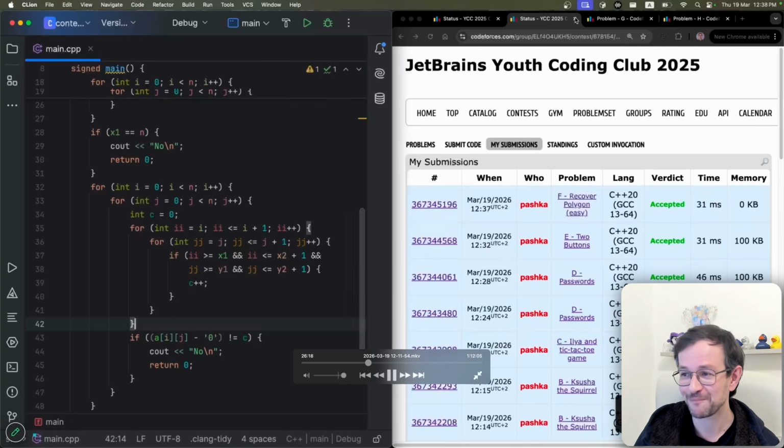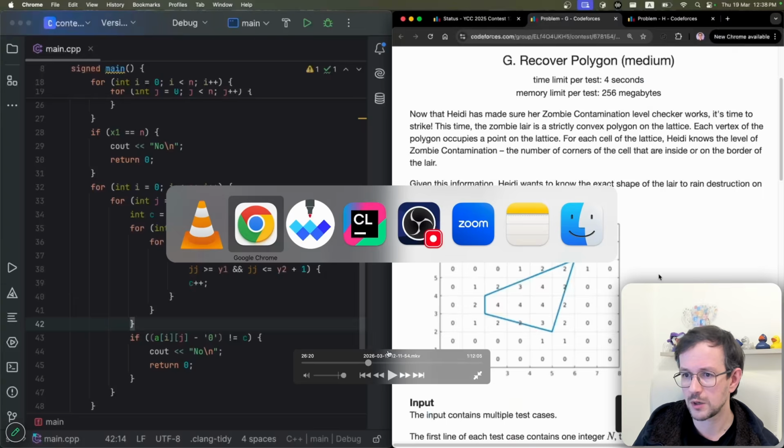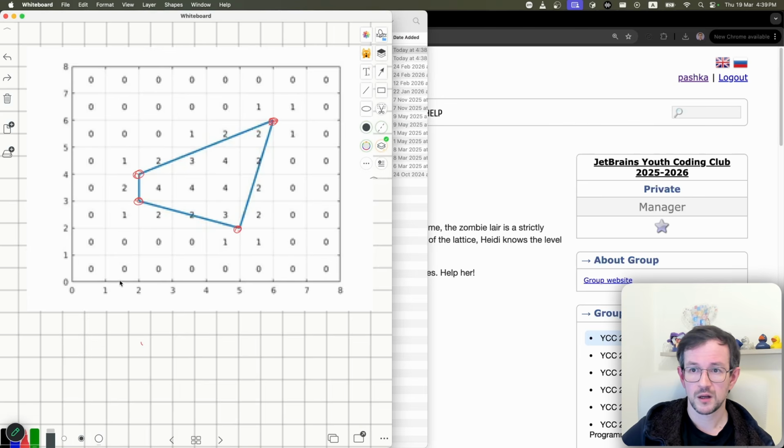Okay. And now we have two difficult problems. Actually, G and H, they are almost the same. So I copied almost the whole code from problem G that I used in problem H. What do we have now? Okay, so what was my idea? My idea was like this.